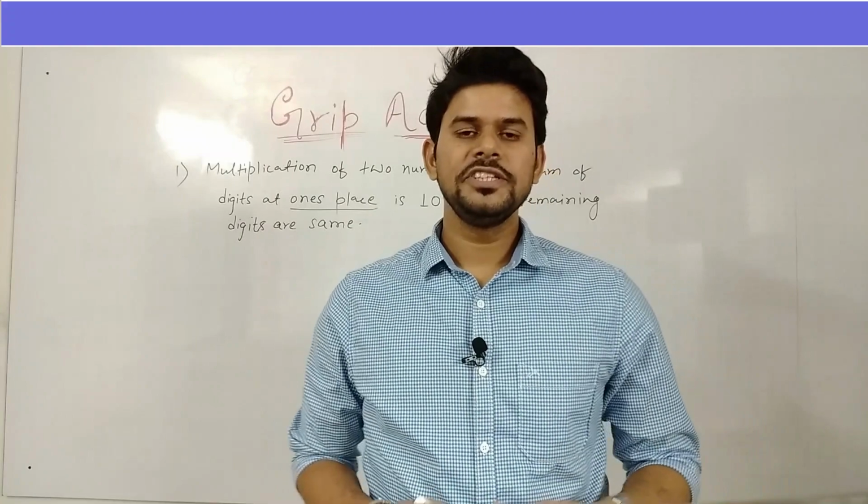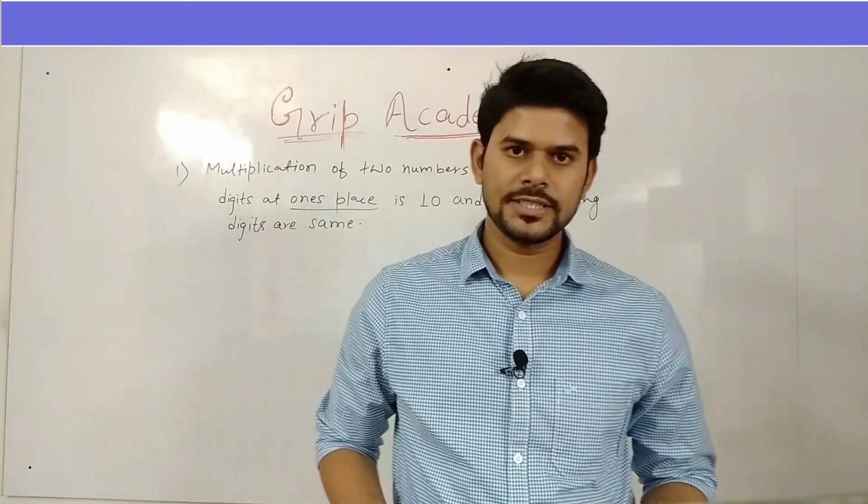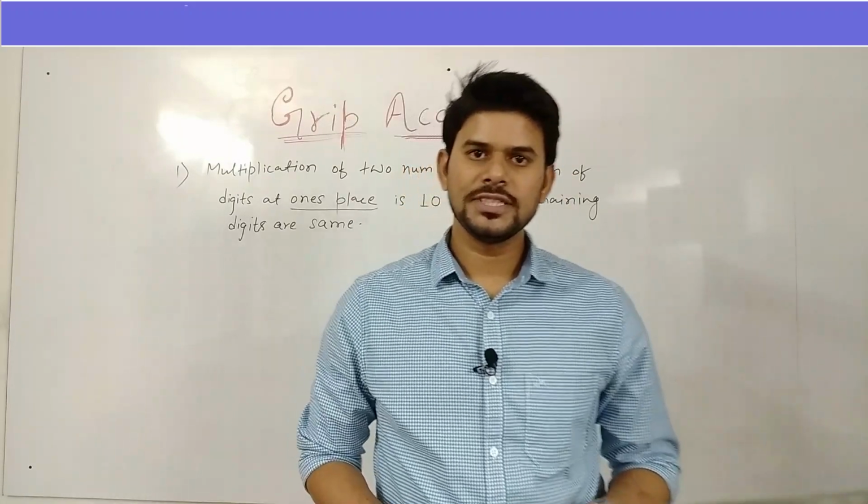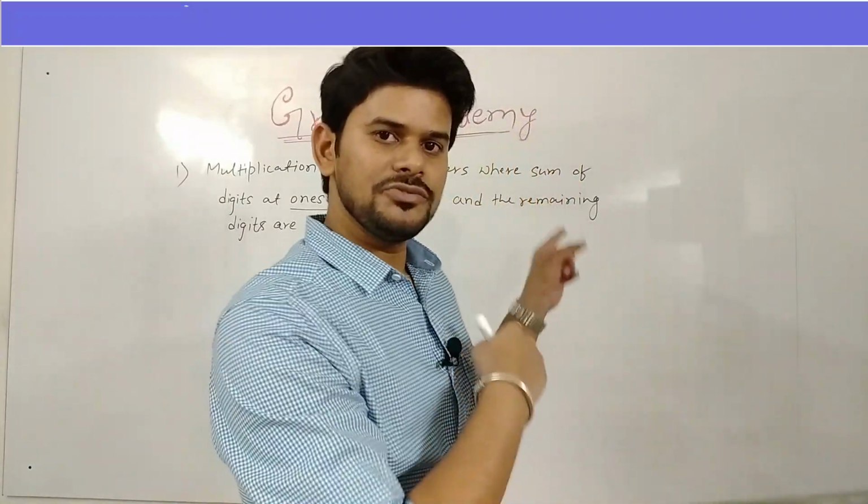Hello everyone. In this video we are going to learn a few calculation tricks with the help of which we can do any 2 to 3 digit multiplication within 2 to 3 seconds, like this. So let's go to the first trick.